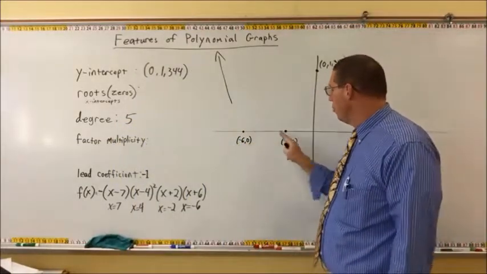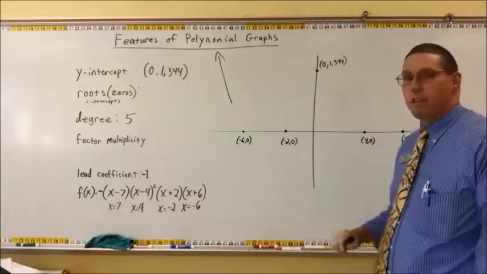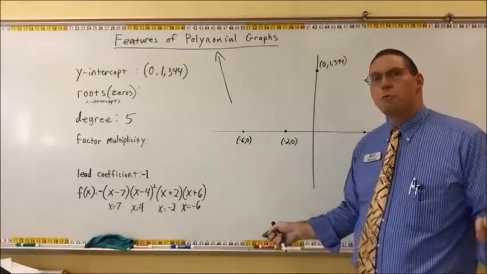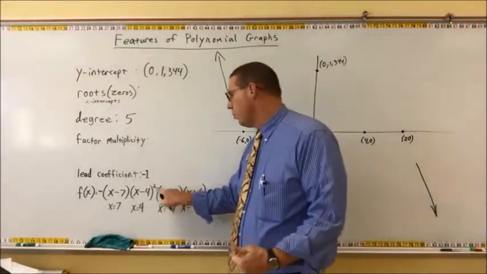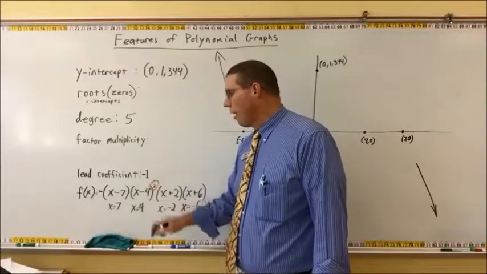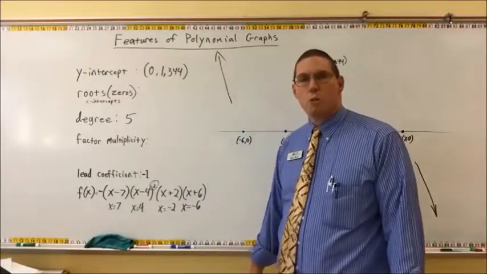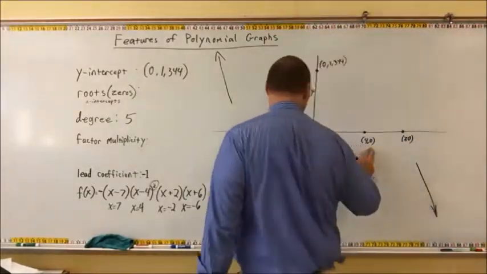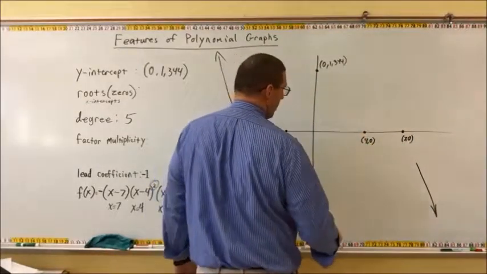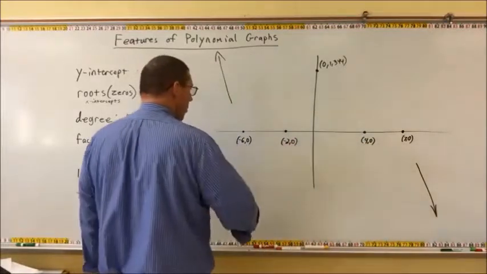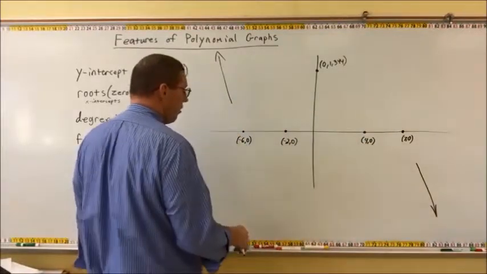We have to go through all of these points, all 5 of these points. But on the x's, we have to be careful to not cross over when the multiplicity is even. So the x minus 4 has an even multiplicity, so we're not going to cross over at (4, 0). We're going to bounce off instead. Okay? But at (7, 0), we're going to cross over. At (-2, 0), we're going to cross over. And at (-6, 0), we're going to cross over.